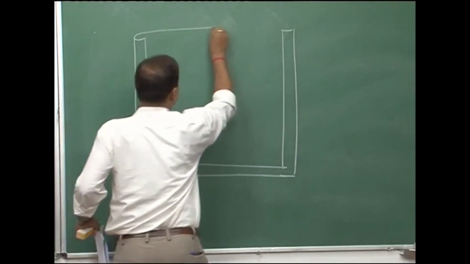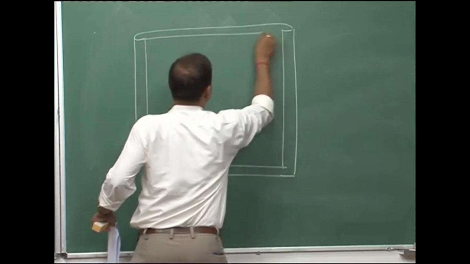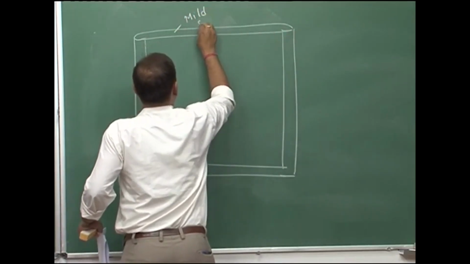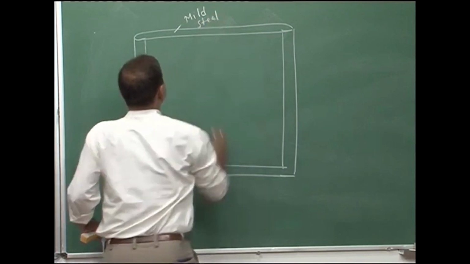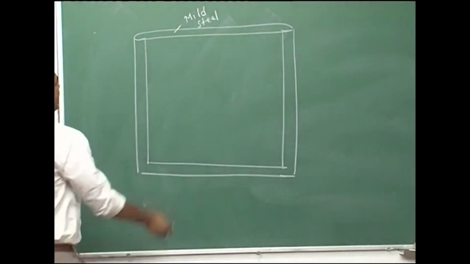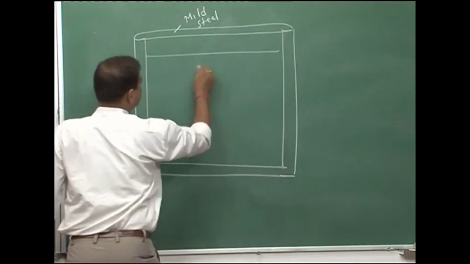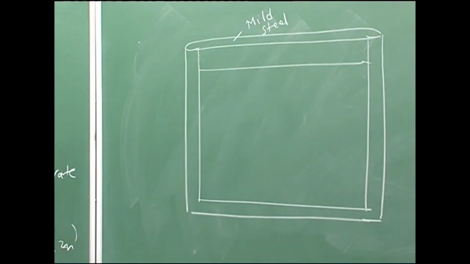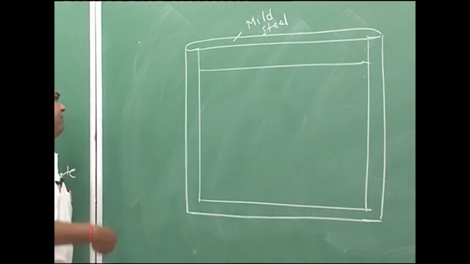And the roof is also made of steel, and this is mild steel. This is a mild steel water tank, and let us say we have industrial water that is mildly corrosive to the system. Now, this tank can operate for a very long period, maybe even more than 10 years.